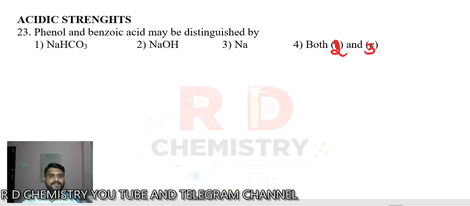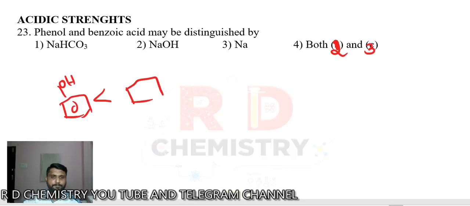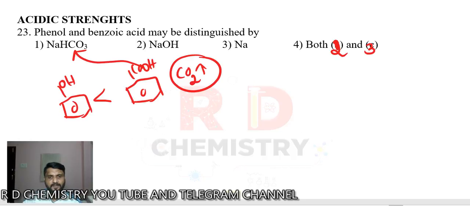Next one, a question on acidic strength. Phenol and benzoic acid may be distinguished by this: phenol, with benzene attached to it, is less acidic compared to benzoic acid. Benzoic acid is the stronger acid. It can react with sodium bicarbonate and release carbon dioxide gas. So you must have studied that effervescence is seen. This is one of the viva questions under carboxylic acid. Whereas phenol is a weaker acid and cannot react with a weaker base like sodium bicarbonate.